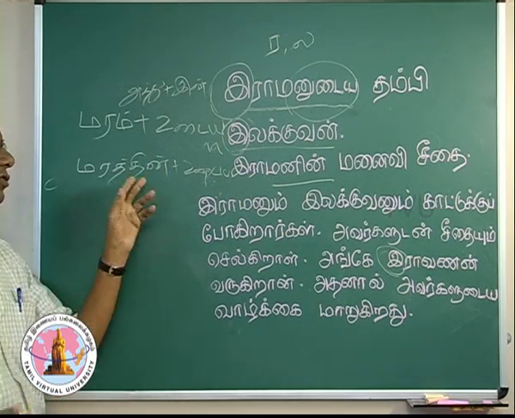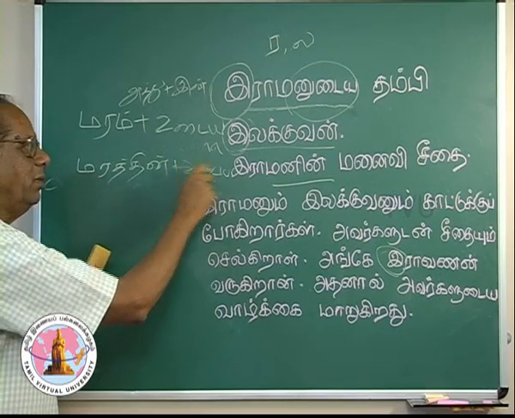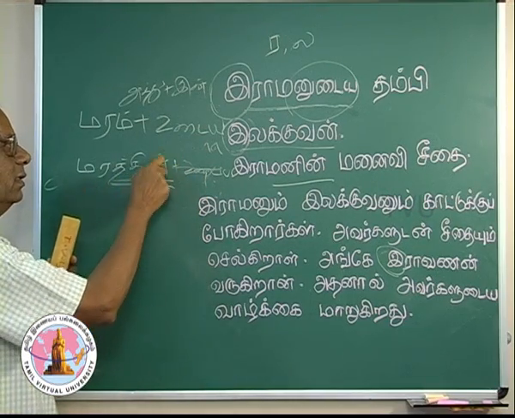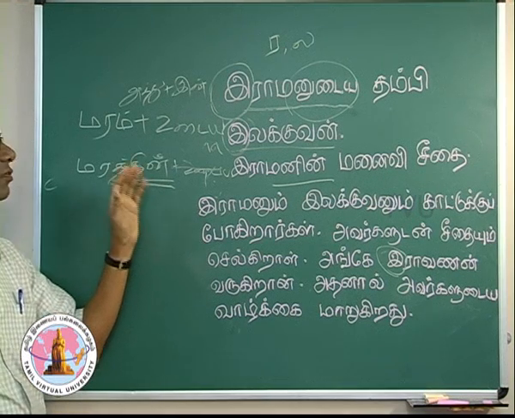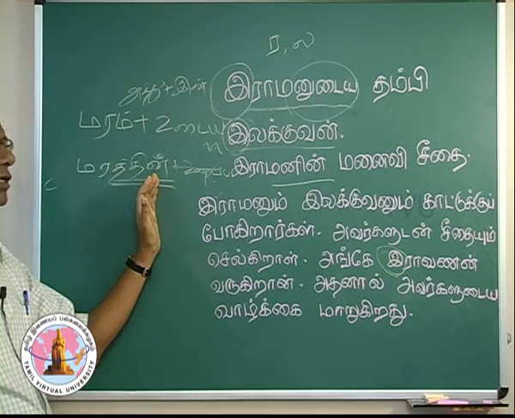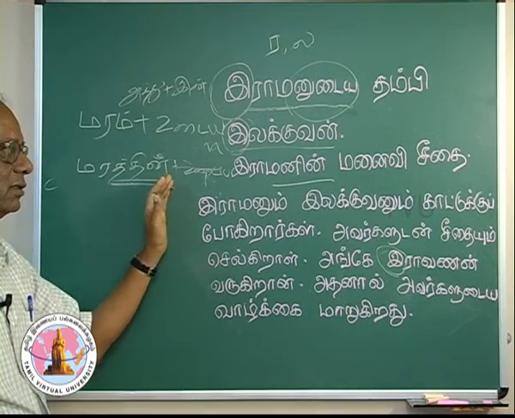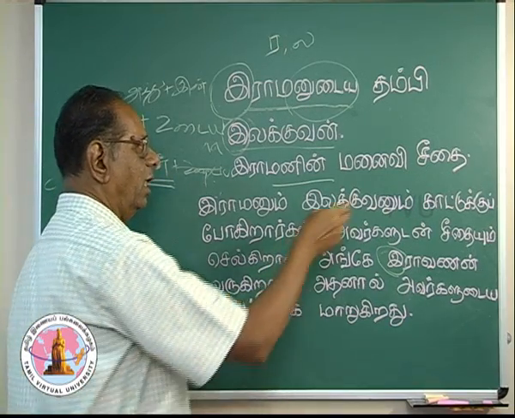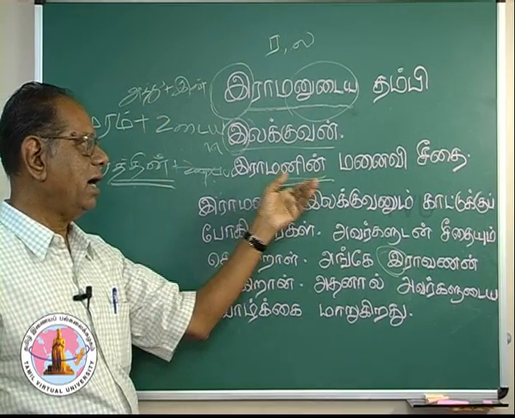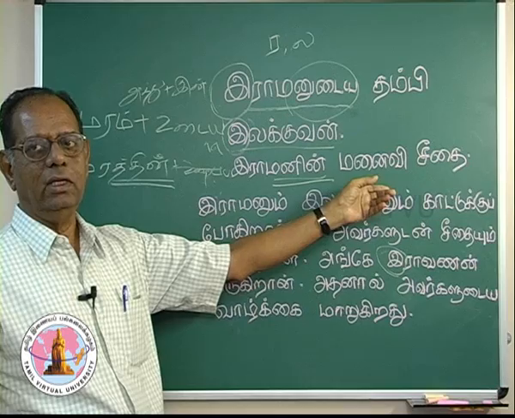And later on we saw that this can be dropped, and with this we can mean the genitive case of maram. So maratin in also stands for the genitive case. Here ramanin, Rama's, manaivi, wife.